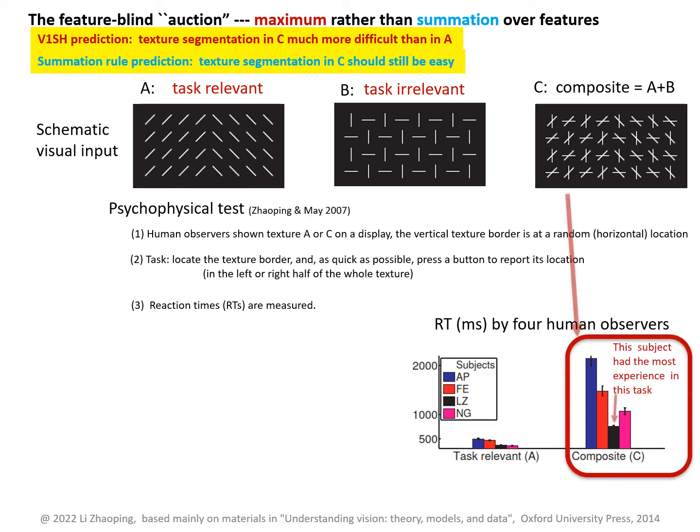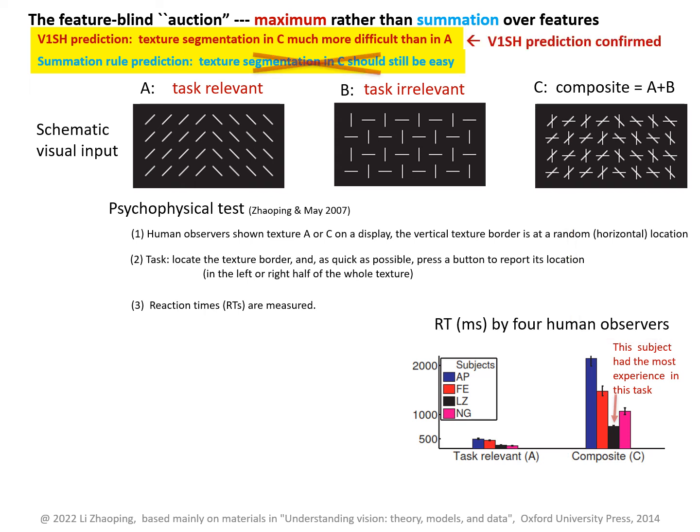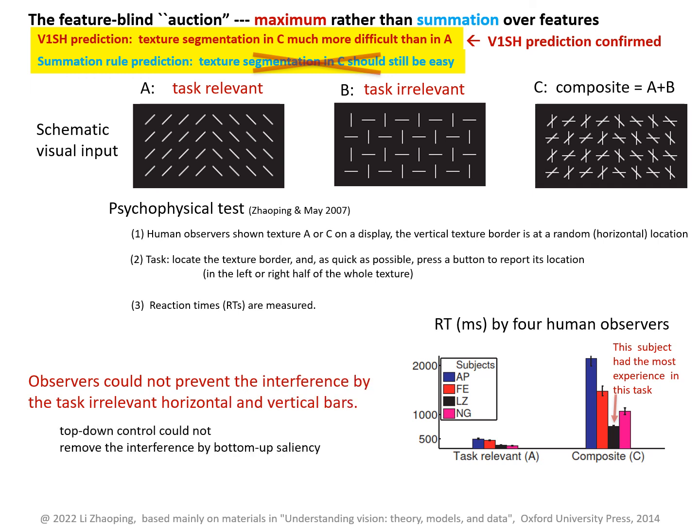But the segmentation of the composite texture takes typically more than a whole second, suggesting that the texture border is not salient. This confirms the VSH prediction. Even when observers knew ahead of time that the horizontal and vertical bars were irrelevant, they could not prevent their interference to their segmentation task.